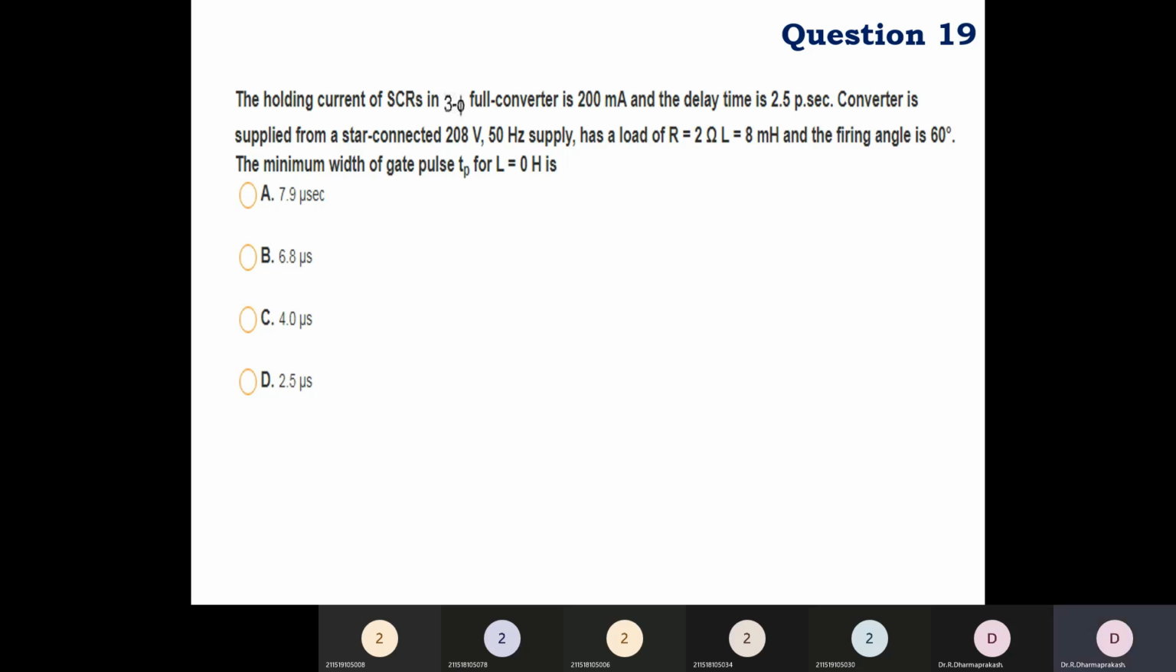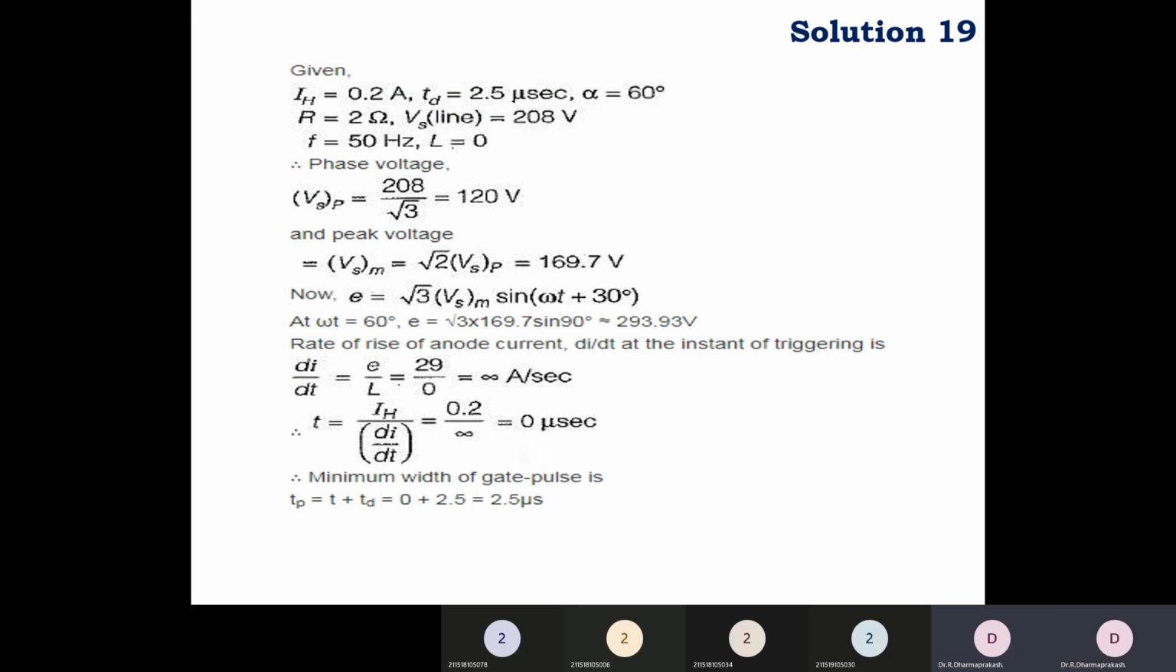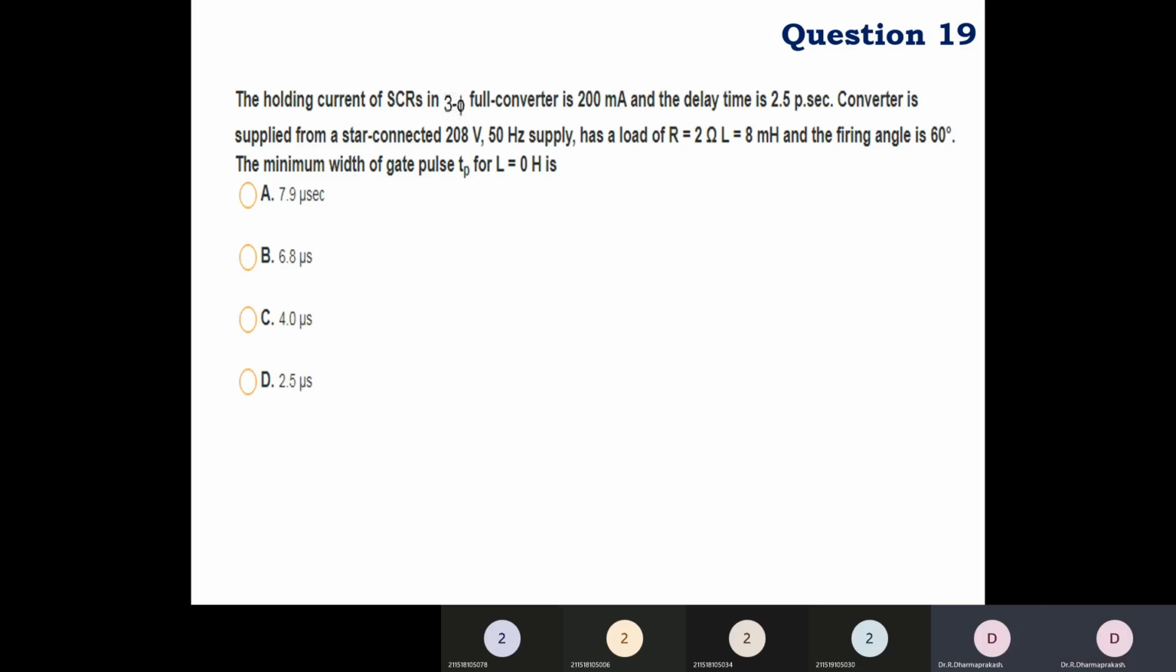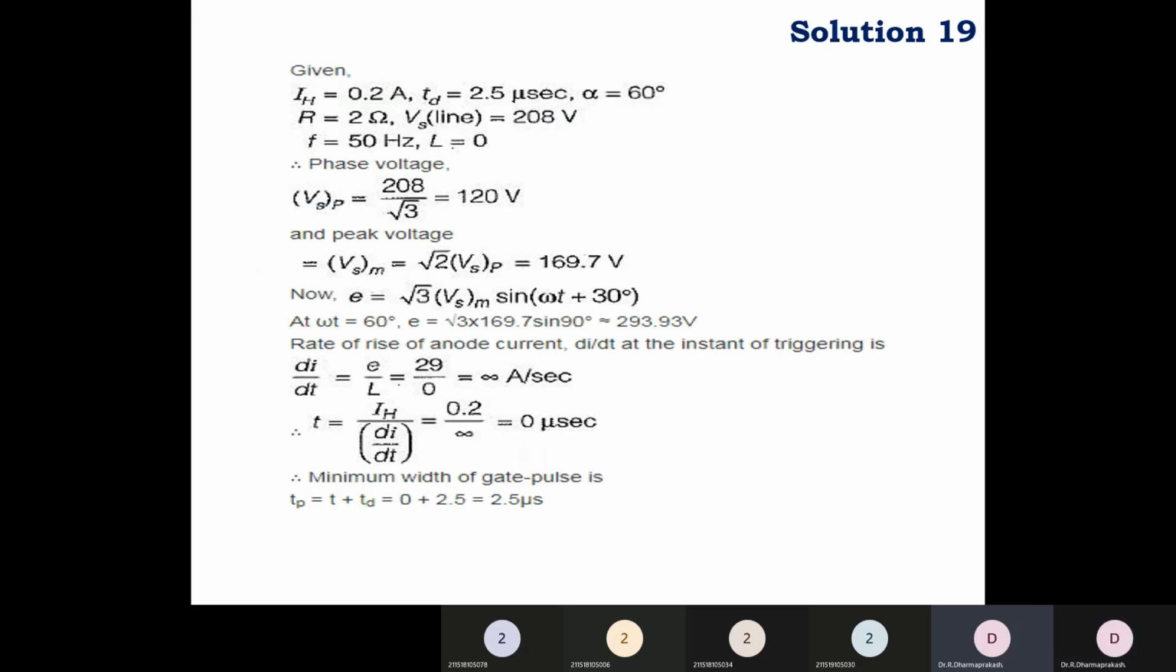That is, here we have to find out the minimum pulse width of the gate pulse, right? So they are given the delay time and the holding current and the resistance and inductance values. From this we have to calculate. Okay. So here holding current is 0.2 amperes and time delay is 2.5 microseconds. Alpha is equal to 60 degrees. So it is microseconds, and alpha is 60 degrees and R is equal to 2 ohms. And Vs equal to 208 volts and frequency is 50 hertz and L is equal to 0.